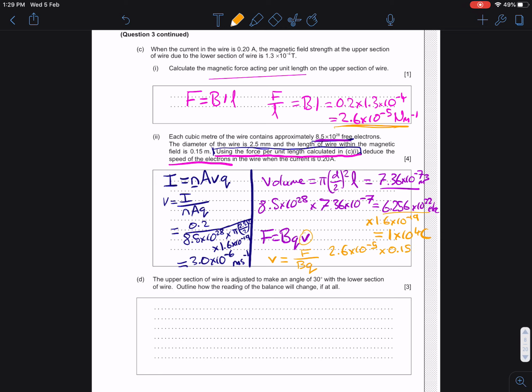So the force there is 2.6 times 10 to the minus 5 times 0.15, because that's no longer force per unit length, that's just force. Then divide by the field strength, which is 1.3 times 10 to the minus 4 from the top of the question, times Q, which we've just worked out, which is 1 times 10 to the 4, and that gives you also an answer of 3 times 10 to the minus 6, but that is using the force per unit length calculated in C part 1. So I imagine this method would get you 3 out of 4, and this method on the right hand side would get you all 4, because you've used the force like you were told to.